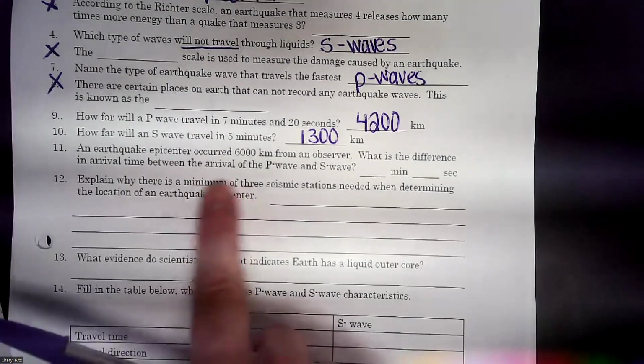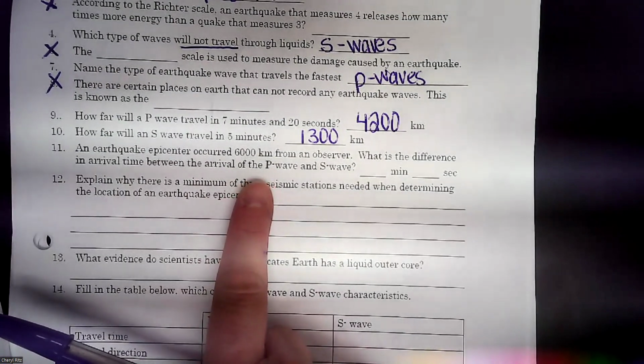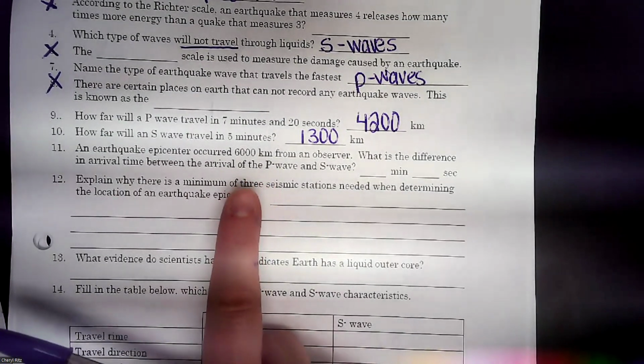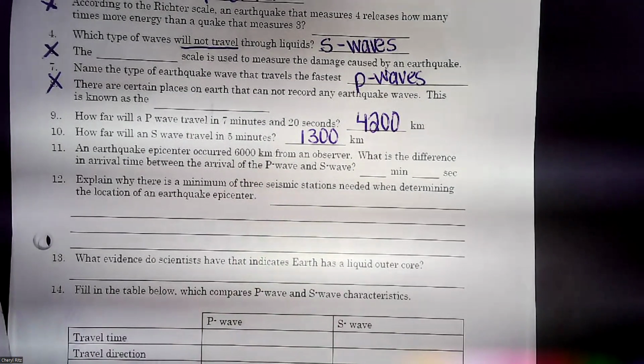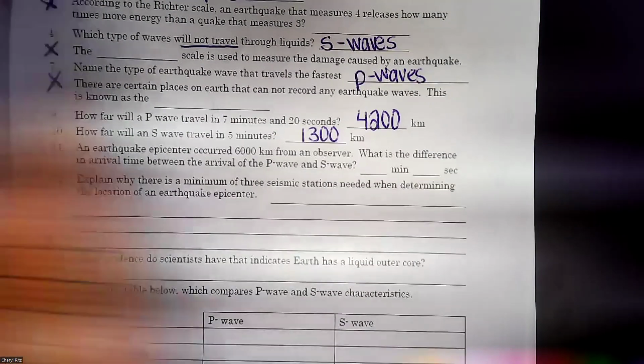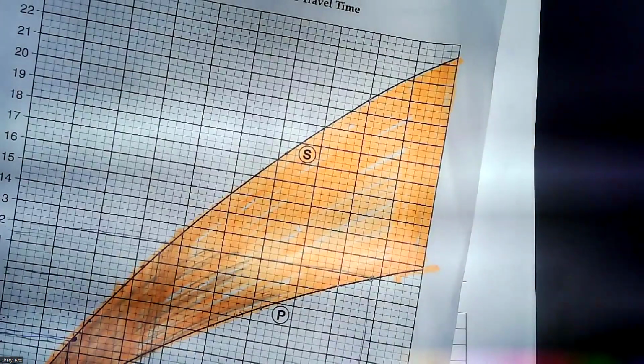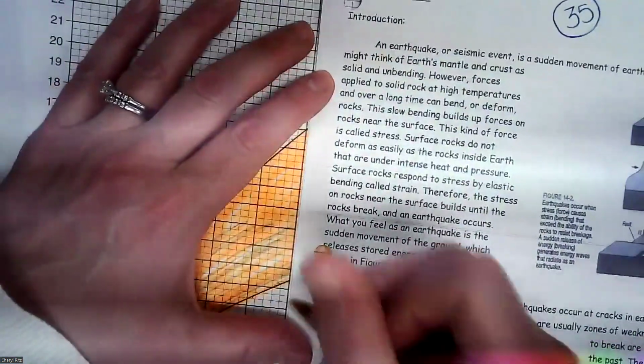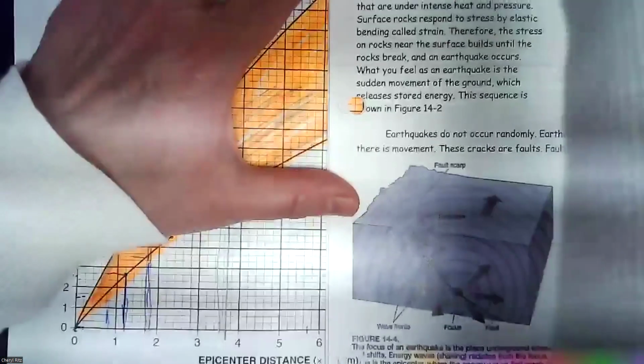Now this one, again, the wording is a little bit different than we're used to seeing, but you know how to do it. An earthquake's epicenter occurred 6,000 kilometers away from an observer. What is the difference in arrival time between the P and the S wave? So this is our good old favorite here. It is 6,000 kilometers away. So I'm lined up on the 6,000.